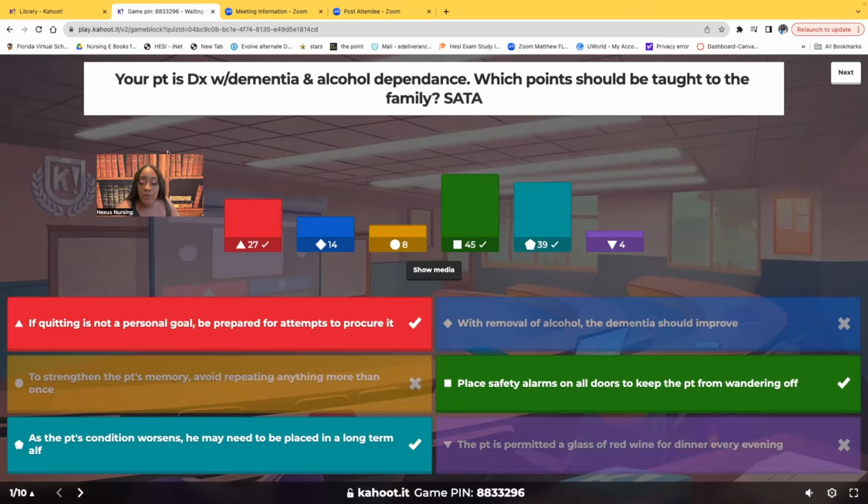And last, the patient is permitted a glass of red wine for dinner every evening. Four of you chose true. How? Let me tell you something. In nursing, we don't ever encourage alcohol or smoking. I'll tell you that right now, right? That's number one. Number two, the patient has been diagnosed with alcohol dependence and dementia. When would you ever encourage a patient that's been diagnosed with alcohol dependence to have alcohol under any circumstances? They're dependent on the alcohol. We don't want that. So no, we're not going to encourage, even if it's just a glass of wine. Wine is still alcohol. We're not going to encourage that. Okay, guys? All right, moving on.